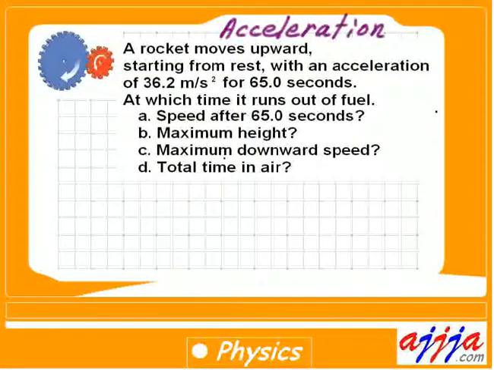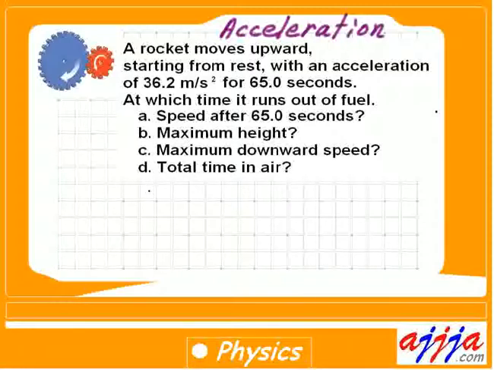Okay, speed after 65 seconds. Oh man, that means, okay, wait a minute. A rocket moves upward, then, starting from rest with an acceleration of 36.2 meters per second squared for 65.0 seconds, at which time it runs out of fuel. Okay, wait a minute. Sounds very simple.